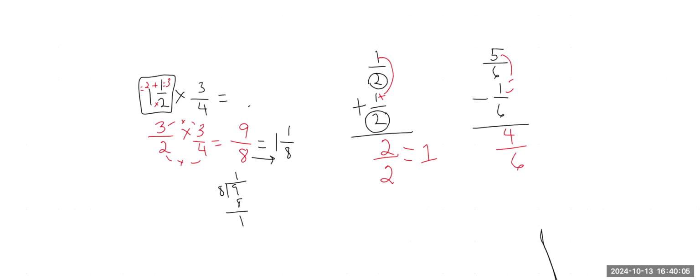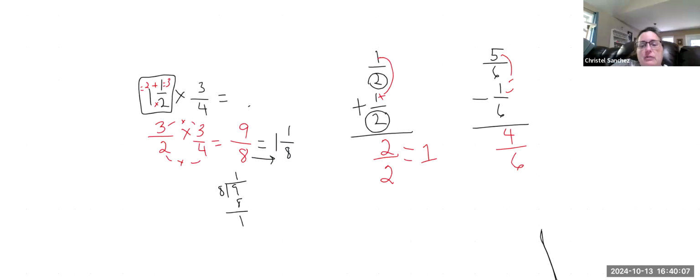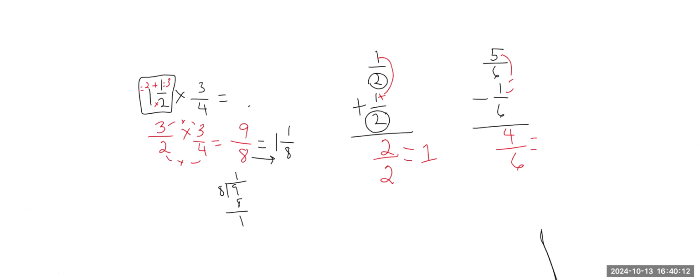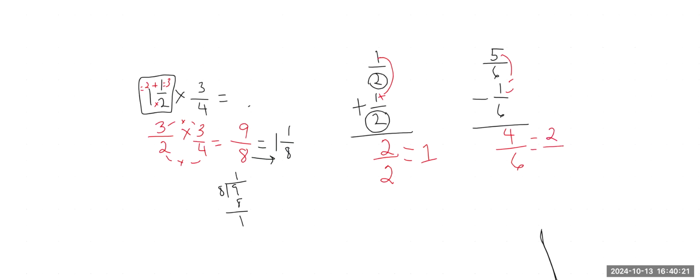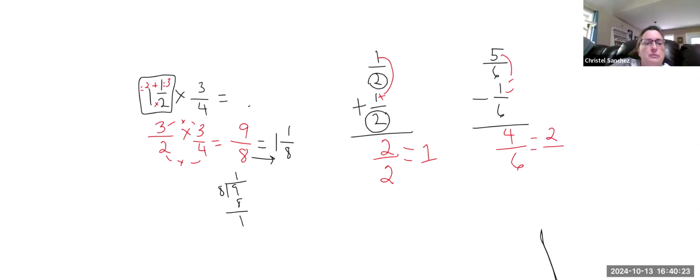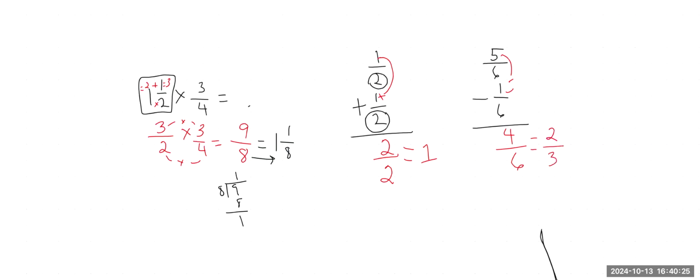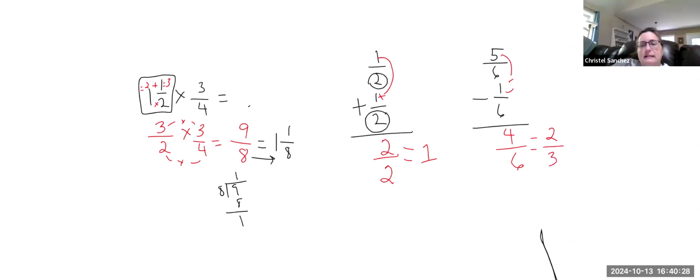So now, can I leave this answer as 4/6? No, I can reduce it. And what can I equally go into both of these numbers? 2. So 4 divided by 2 is what? 2. And 6 divided by 2 is? 3. Now, can that be reduced any more? No. So that would be my answer. All right. So now let's look at some that do not have the same denominators.